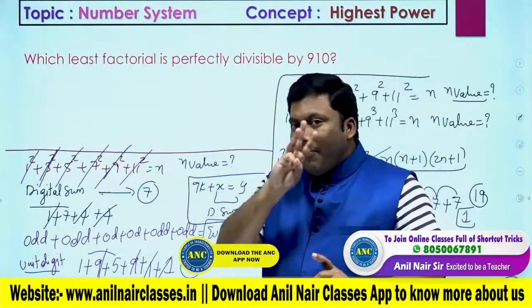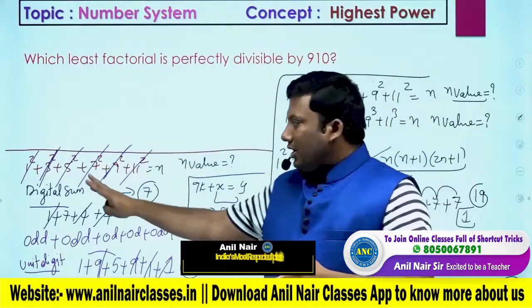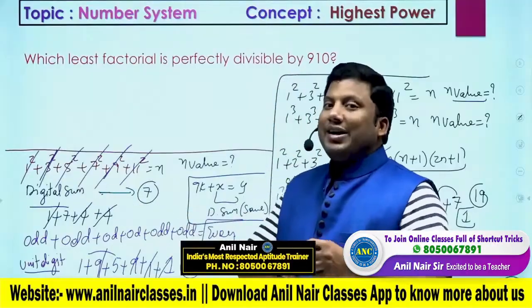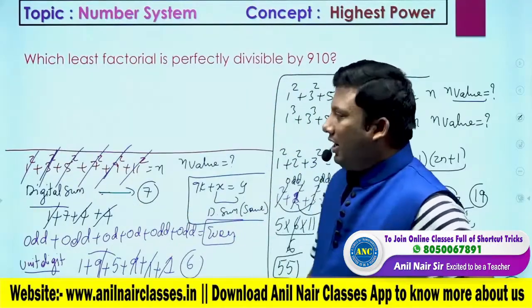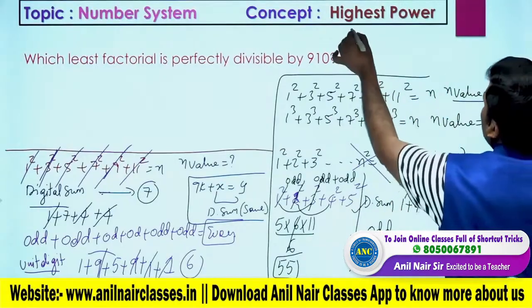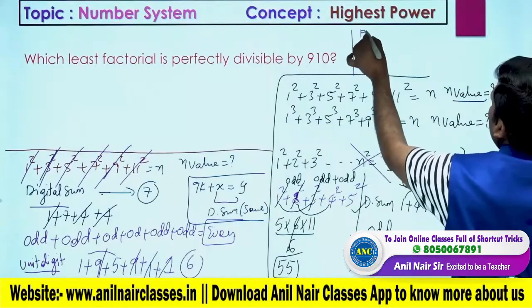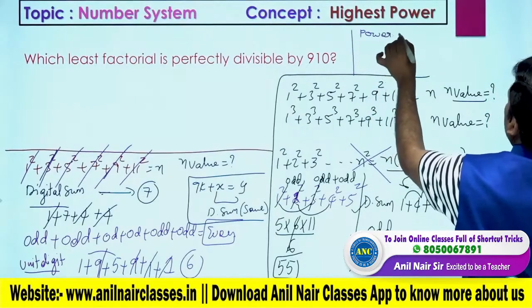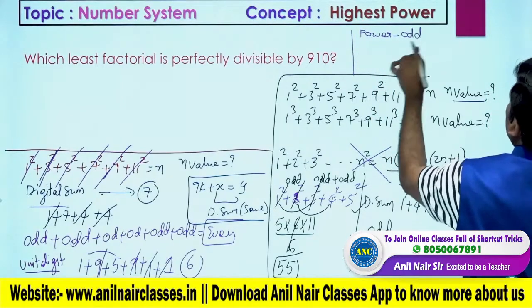Again, I am repeating, 3 approaches you can use. Digital sum, check it out. Unit digit, check it out. And a number tree, you can check it out. In fact, you can use one more logic if the power is an odd number.